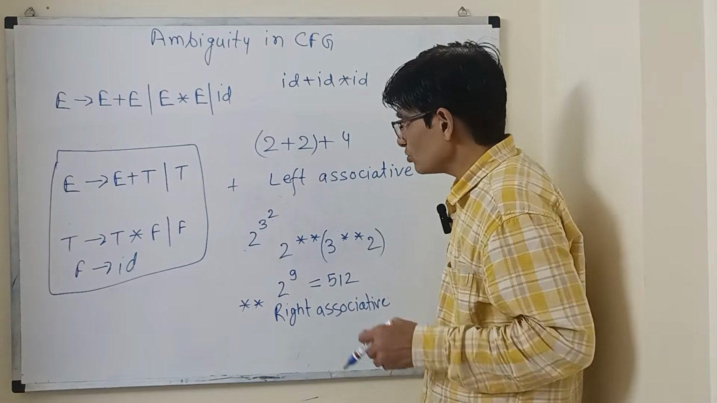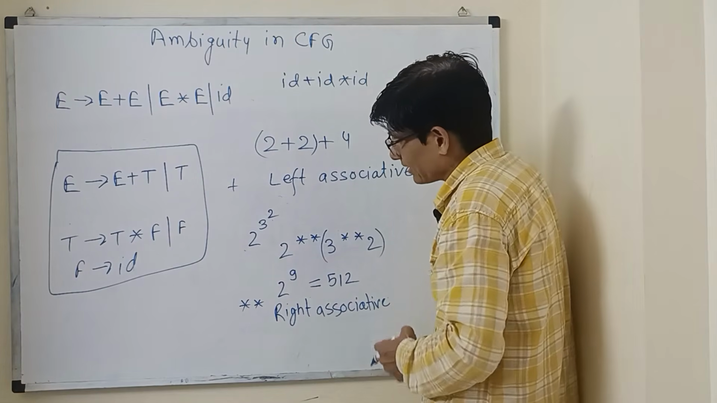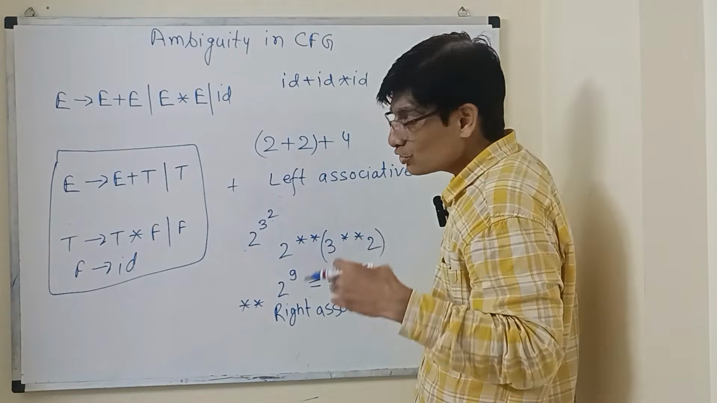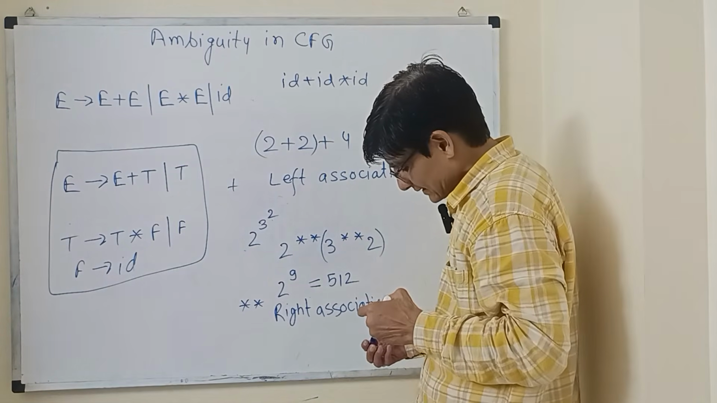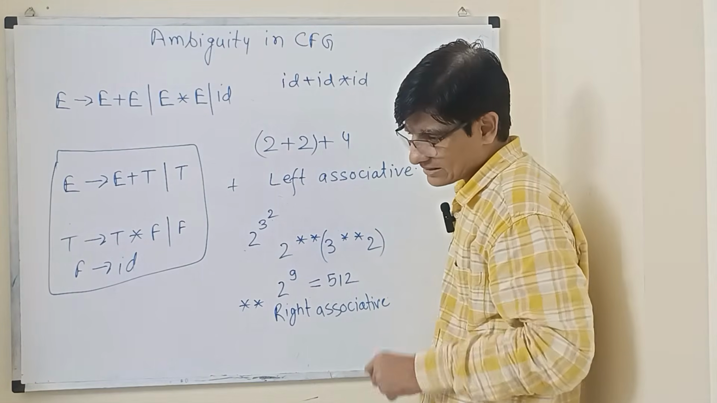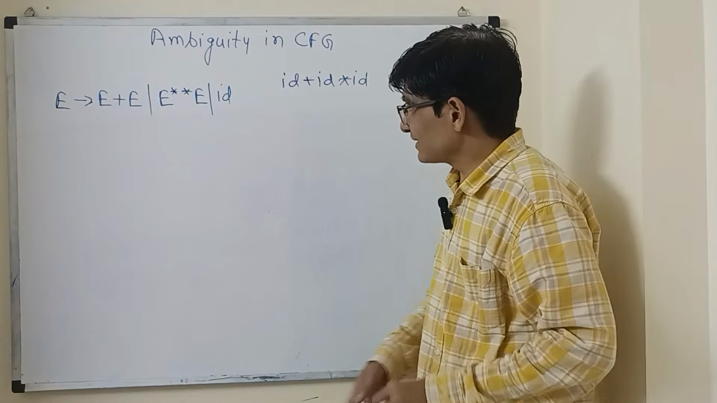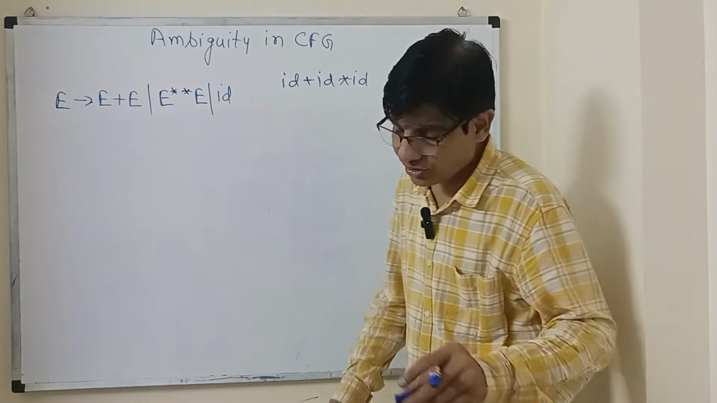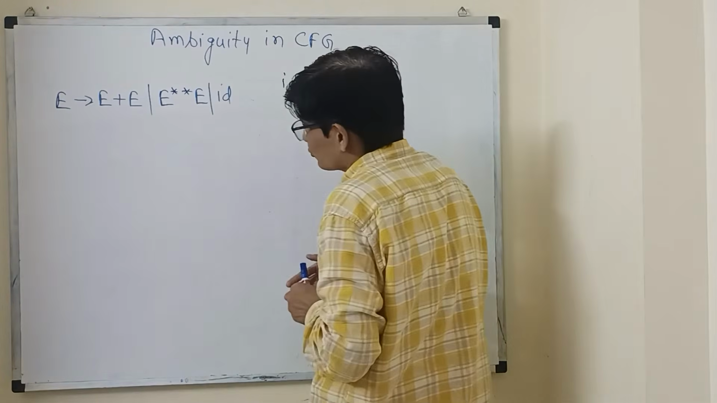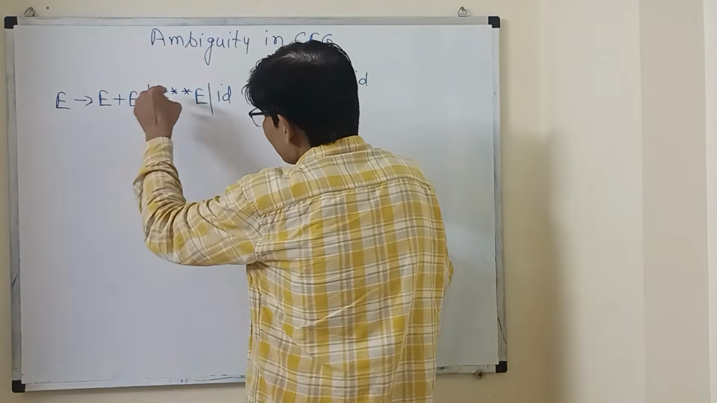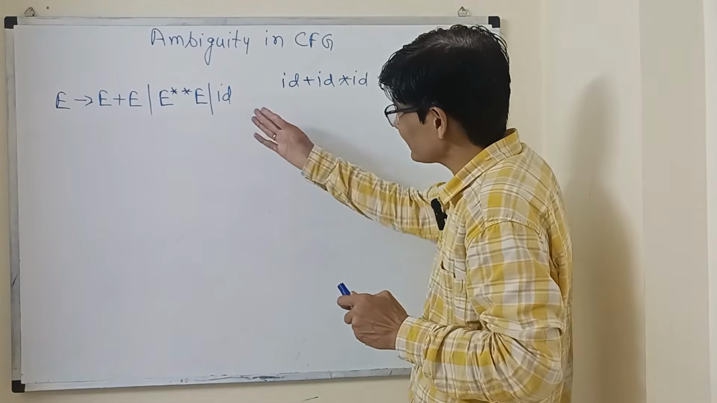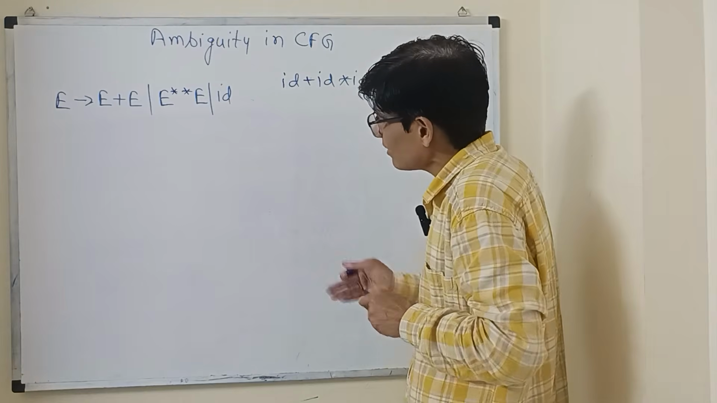Right associative. Now, if you have such an operator between two occurrences of a variable, then you will replace the left side occurrence with another variable. I will take this example. Suppose this is your given grammar. Here we have one left associative operator and one right associative operator. Now how would we convert this grammar into unambiguous form?